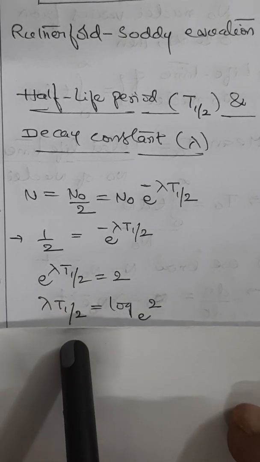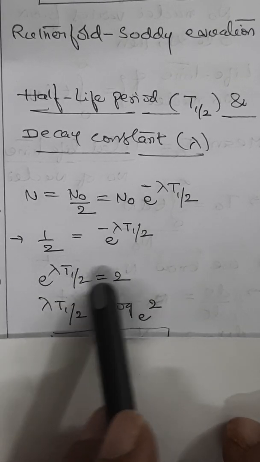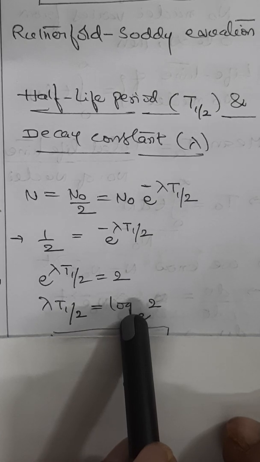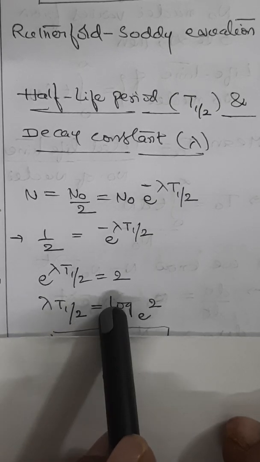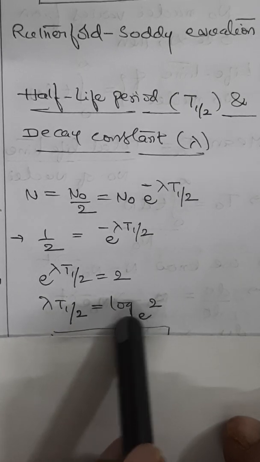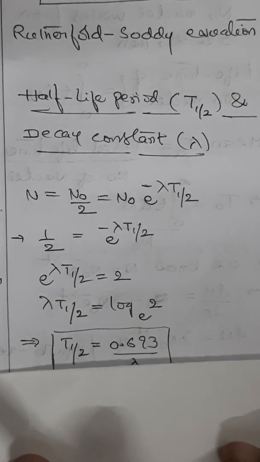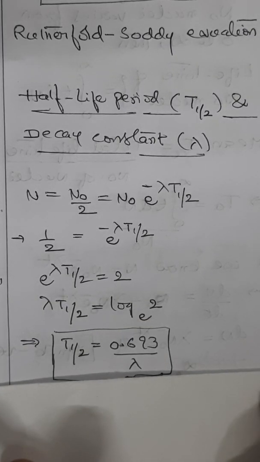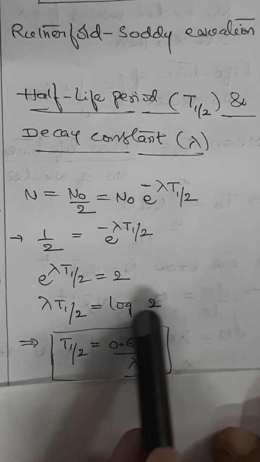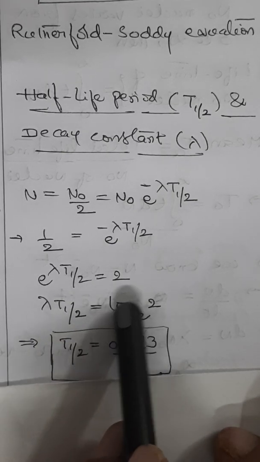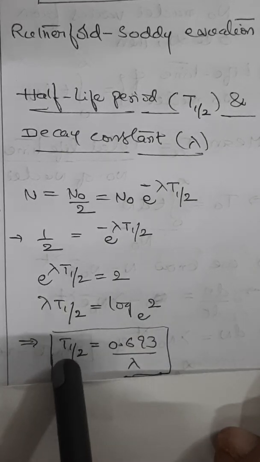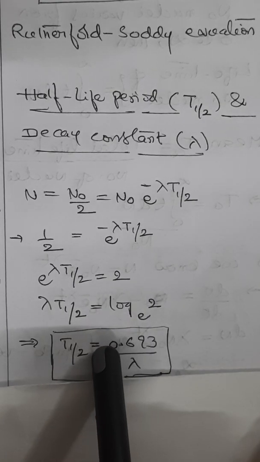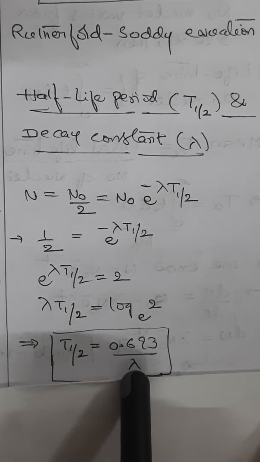Therefore, lambda t half equals, taking the logarithm on the other side, log 2 to the base e. So, lambda t half equals log 2 to the base e. If you simplify, t half equals log 2 to the base e divided by lambda. Log 2 to the base e is 0.693, so t half equals 0.693 by lambda.